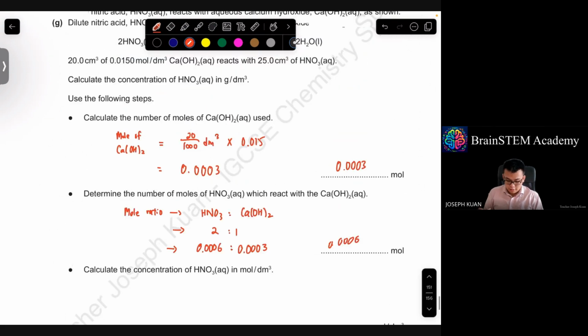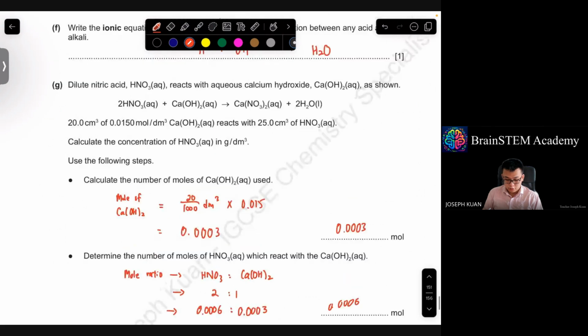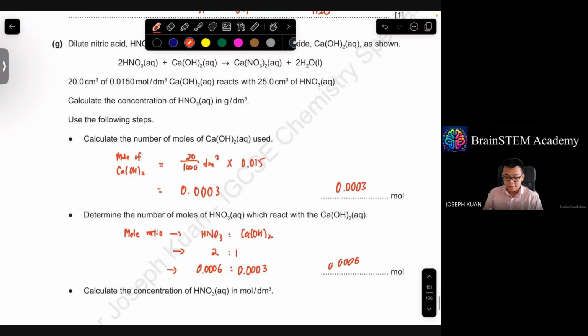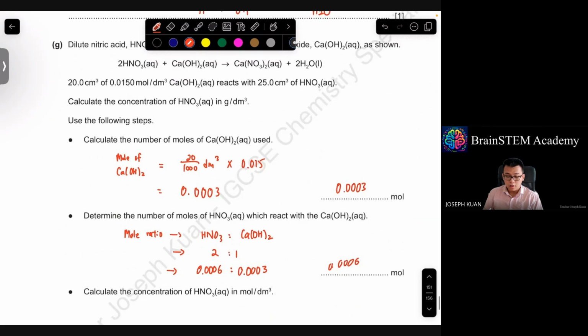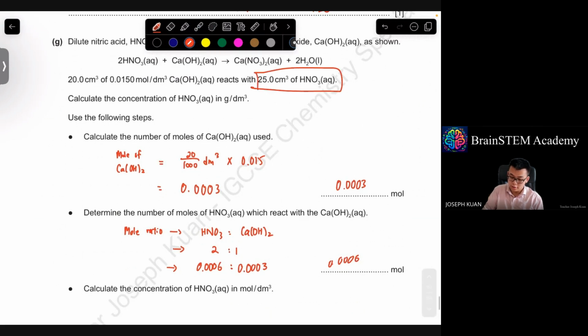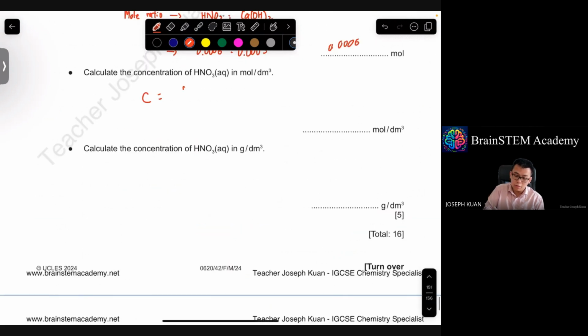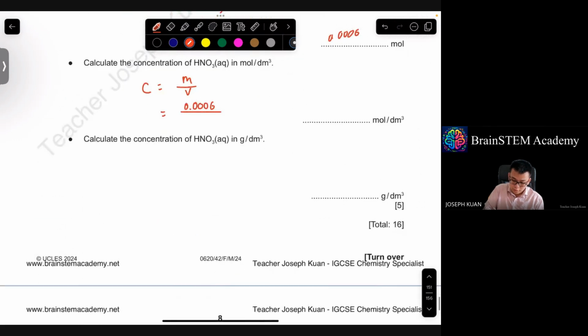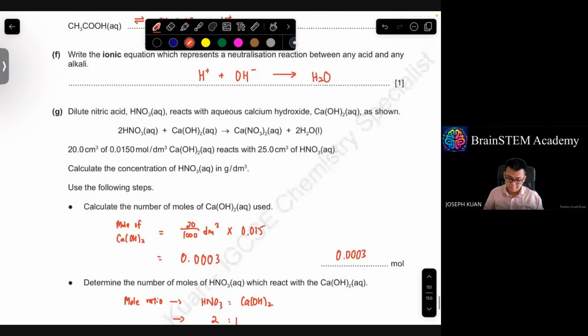And let's move on. Calculate the concentration of nitric acid in mole per cubic decimeters. So for nitric acid, you just divide by the volume. To find concentration, simply take the mole divided by volume. So 0.0006 divided by 0.025. And punch this in your calculator. You get 0.024 mole per cubic decimeters of nitric acid.